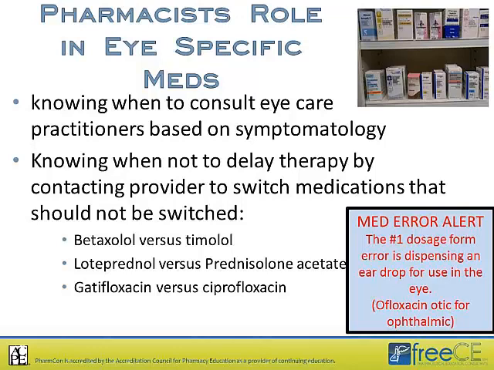And finally, the number one med error that occurs due to dosage forms is dispensing an eardrop for use in the eye. Ofloxacin otic is dispensed for the ophthalmic product. So we have to be very, very careful. And I even go so far now as to write the word eye on the prescription and make sure that I have the word eye written on the eye drop. That is the number one dosage form dispensing error done by pharmacists. So keep your eyes open for that.